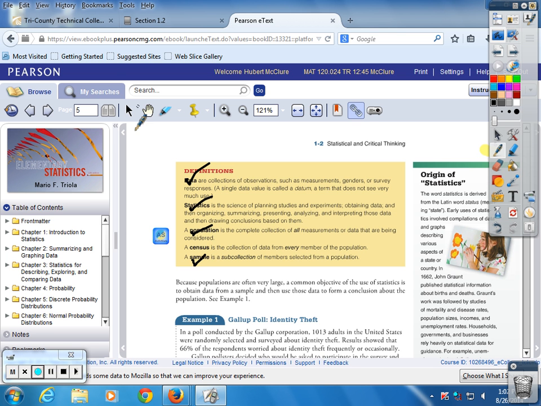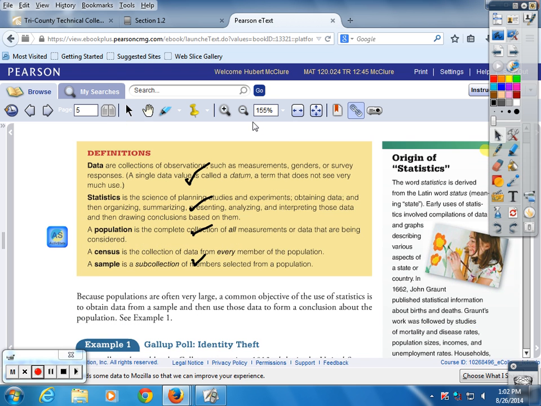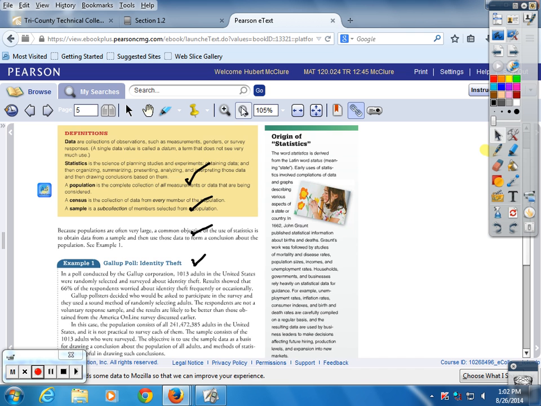Next thing, I want to get this down a little bit. Hold on just a minute. Get rid of this, hide that, there. And I want to make this down a little bit. There we go.